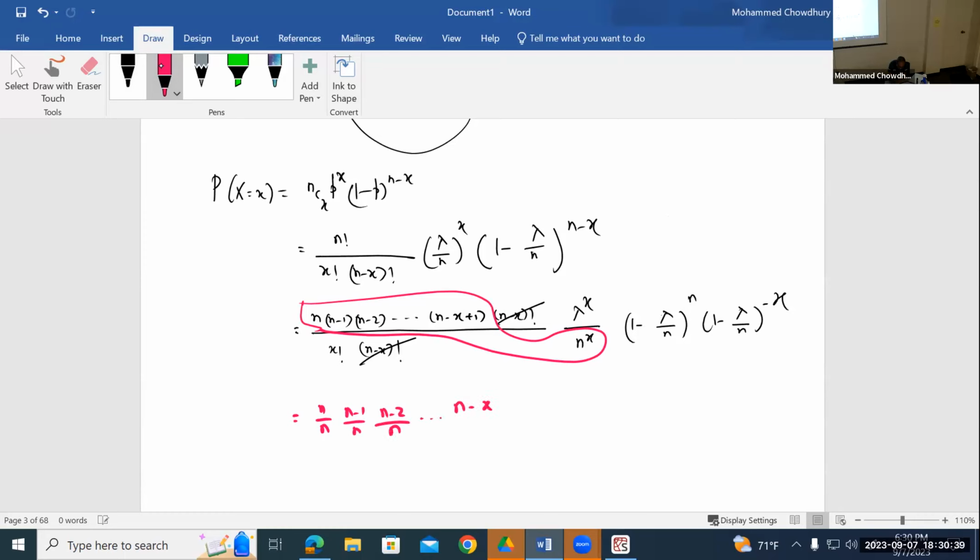Take a look at that. So we want to do this. Suppose I consider this one as A, and that one as B. Now let's do the operations. A equals 1 minus lambda over n, to the power n. So if you take a log of A, what are you getting? n log of 1 minus lambda over n.